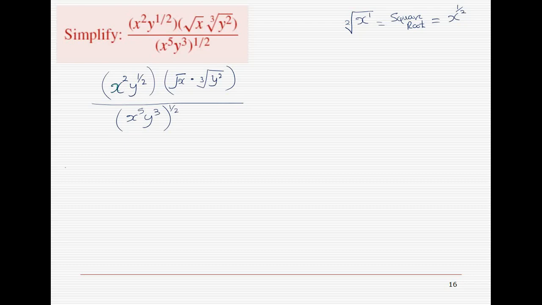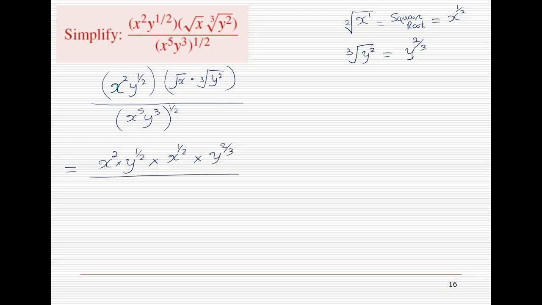Now x to the power 2, y to the power half, times x to the power half. You can see the square root sign is x to the power half. Times, there's another example, the cubic root of y to the power 2. So we will be getting y to the power 2, and from this 3 we get a fraction 2 divided by 3. So here we are applying y to the power 2 divided by 3.